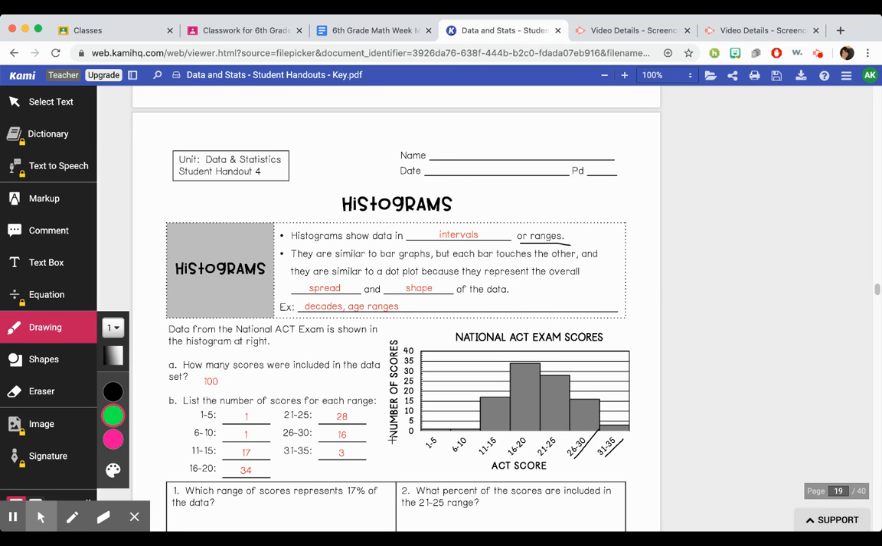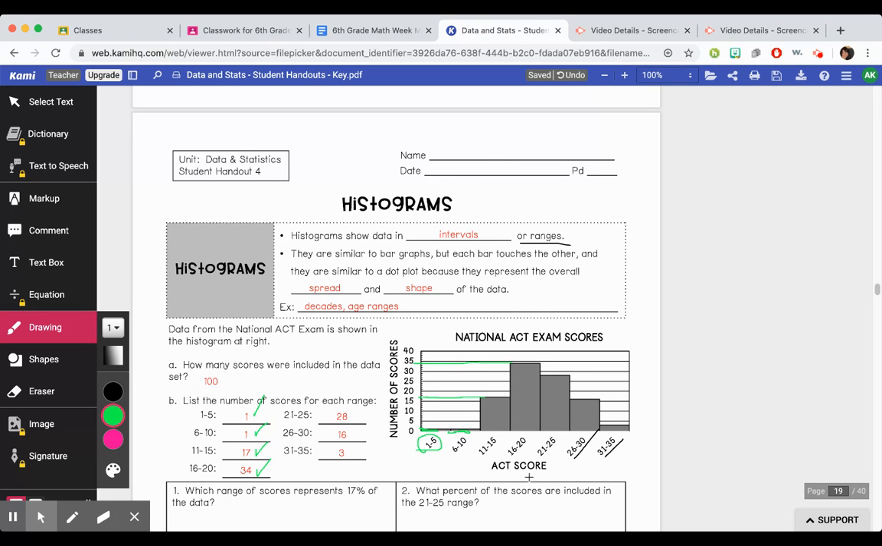So I'm going to look at my 1 to 5 right here, and I could see that this only goes to 1. So that's how he got that. How about my 6 to 10? I could see it right there. That's also just 1. How about my 11 to 15? Well, if I draw a nice straight line, that's about 17. My 16 to 20, if I draw my nice straight line, that score is at 34.